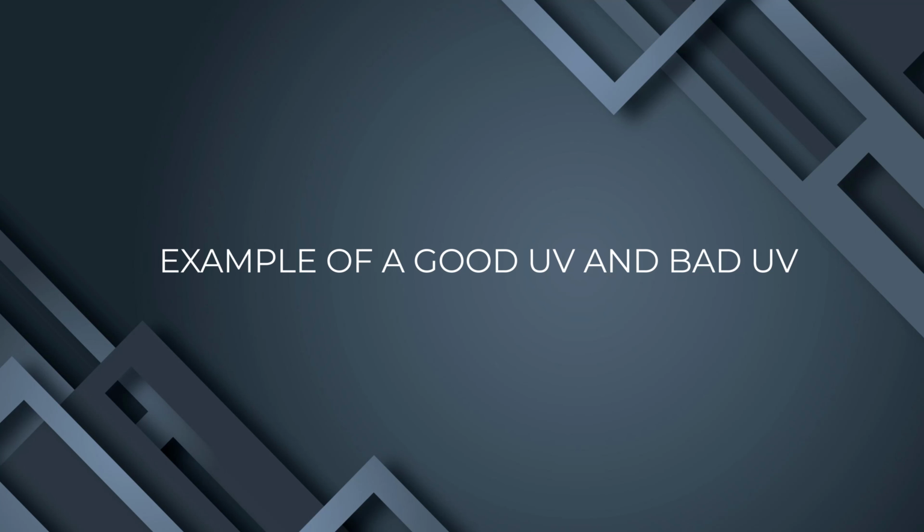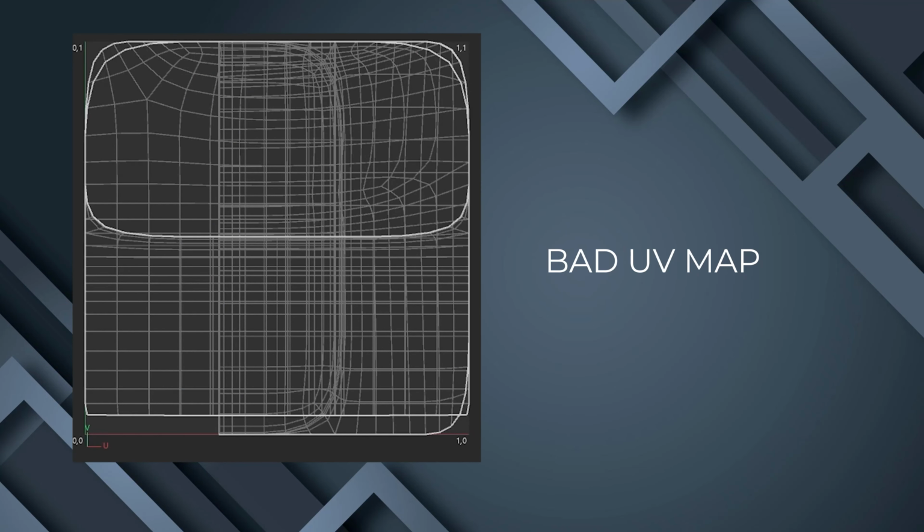Next, we're going to look at an example of a good UV and a bad UV. A bad UV is unorganized. We have shapes overlapping each other, and there are certain faces of our model that cannot be reached or colored easily when I bring it into Photoshop.